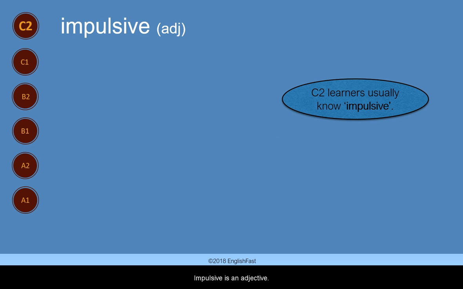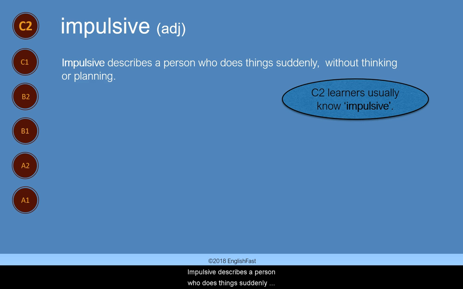Impulsive. Impulsive is an adjective. C2 learners usually know impulsive. Impulsive describes a person who does things suddenly, without thinking or planning. Here are some examples.